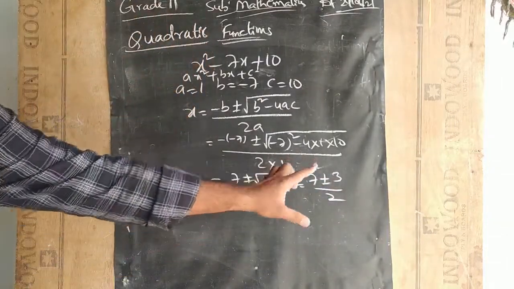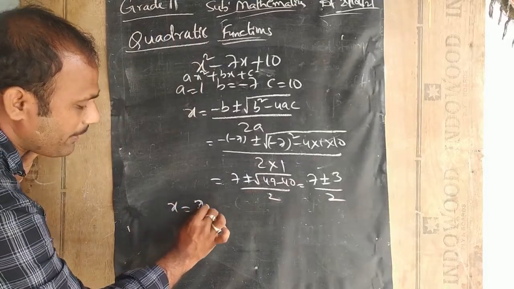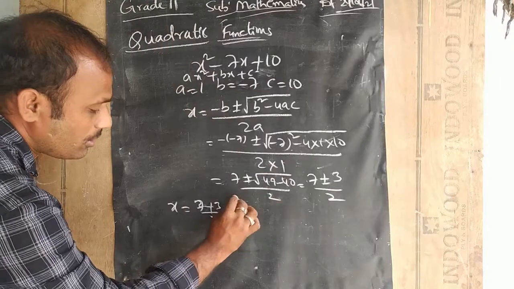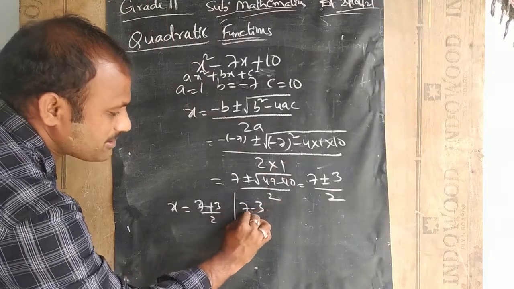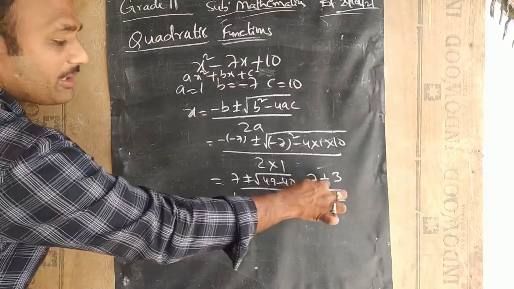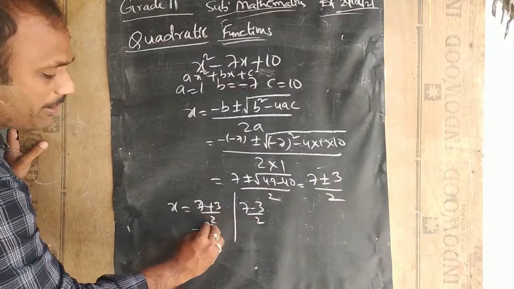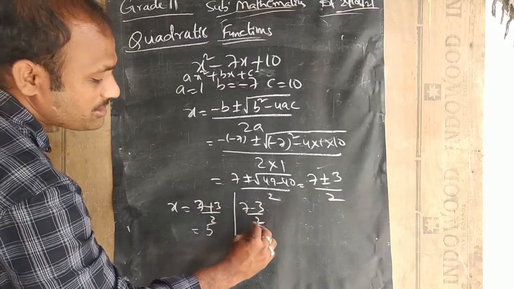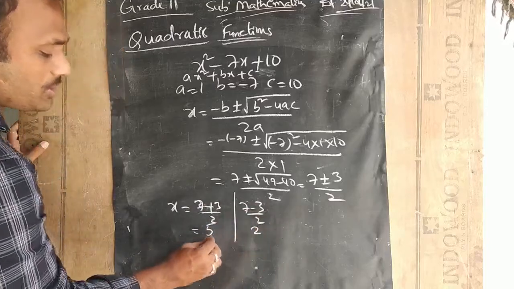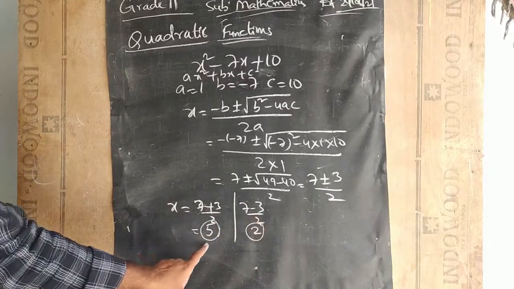So here we have two values, that is we can write it as x is equals to 7 plus 3 by 2 or 7 minus 3 by 2. Means I am representing the first plus with one value, and the other one, minus, with another value. So 7 plus 3 is 10 by 2, which is 5. 7 minus 3 is 4 by 2, which is 2. So I got the values 5 and 2.